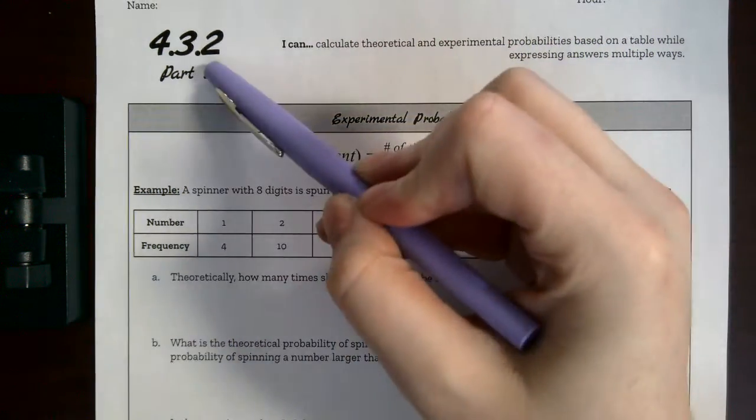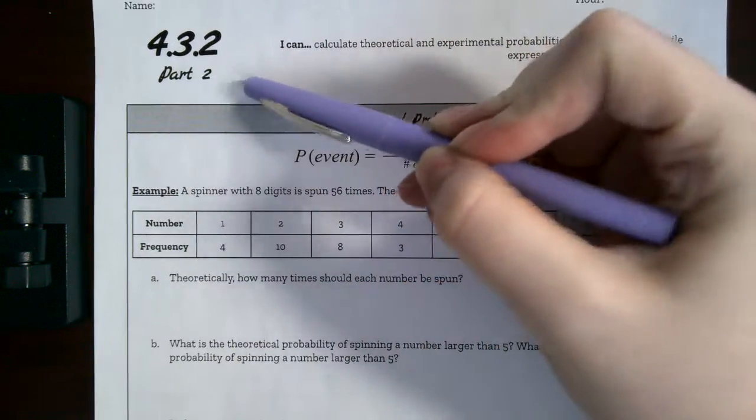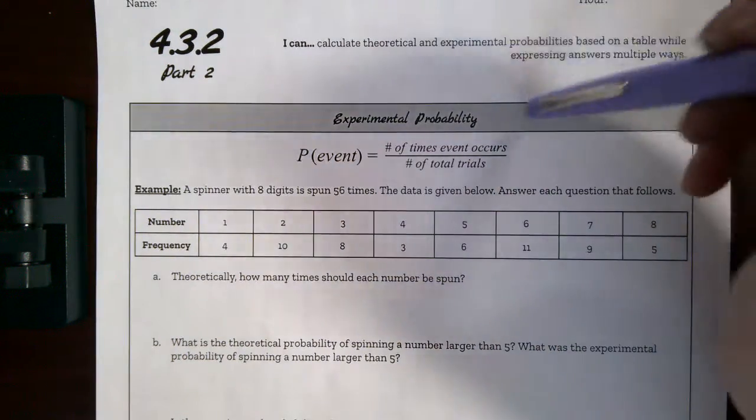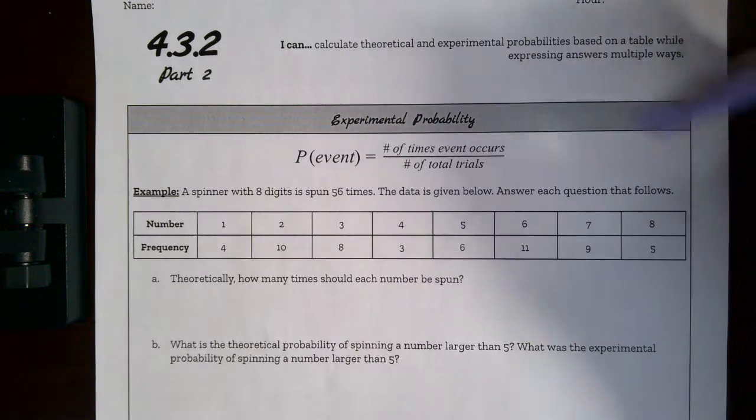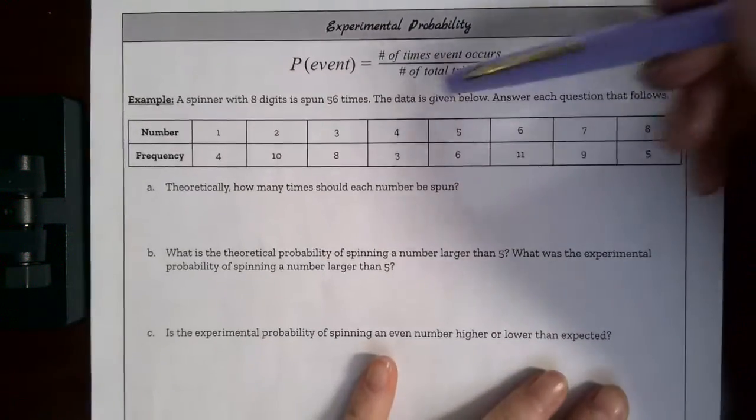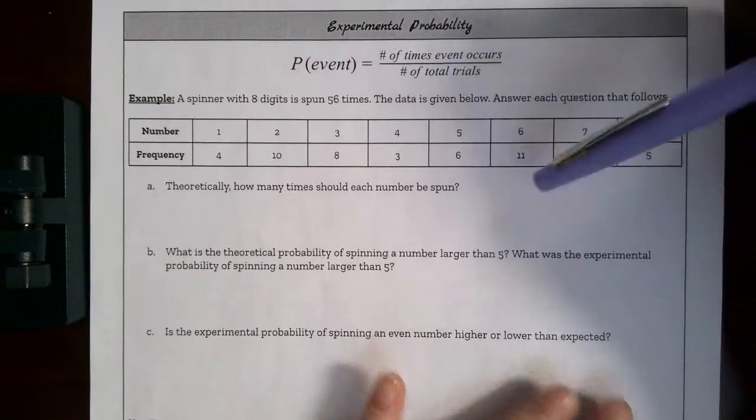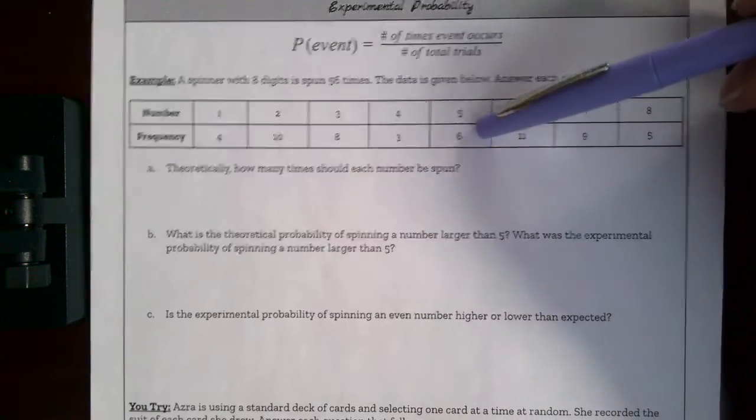Hello, in this video we're going to go through Learning Target 432, and this is part 2, where we are going to focus on experimental probabilities. In the first video, we focused on theoretical. So up at top, this is just a reminder of how we can calculate experimental probability, and then let's jump right in.